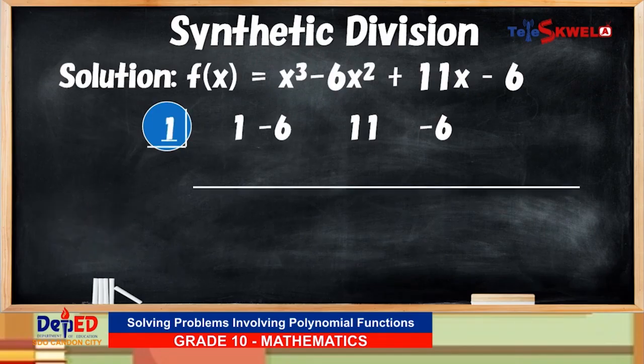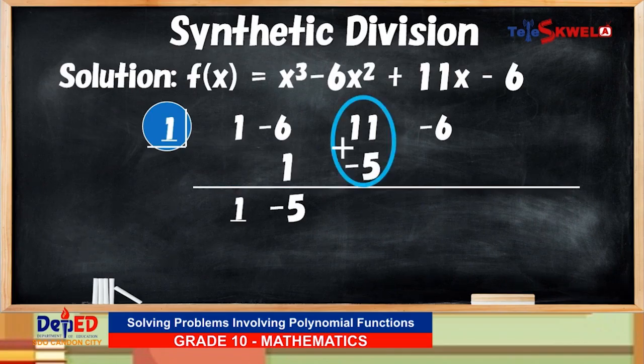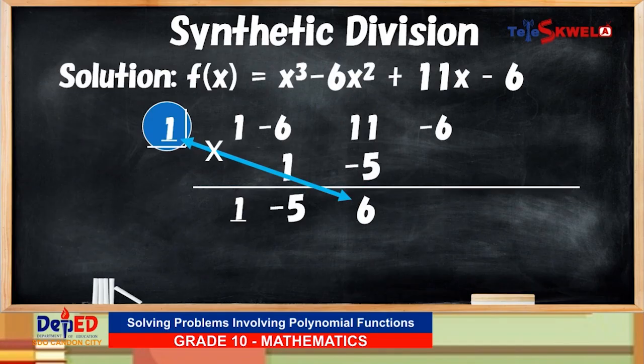Doing the synthetic division process, we bring down 1. 1 multiplied by 1 is 1. Negative 6 plus 1 is negative 5. Negative 5 multiplied by 1 is negative 5. 11 plus negative 5 is 6. Then, 6 times 1 is 6. Negative 6 plus 6 is 0.